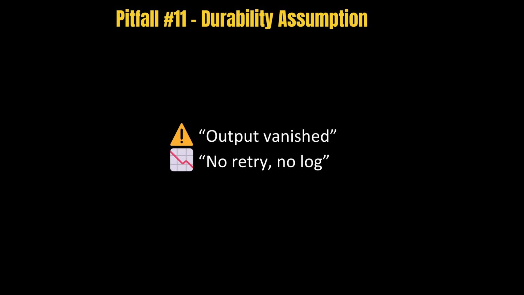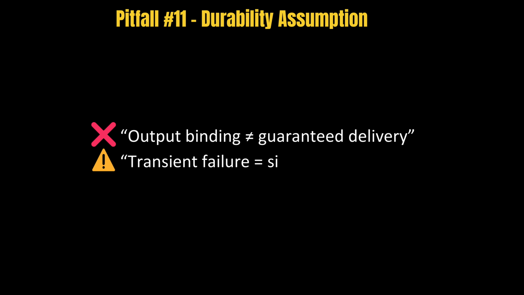Many developers assume that an output binding ensures delivery. But bindings are best effort, not transactional. Transient network failures, storage throttling, or SDK errors can silently drop data. Output binding is not equal to guaranteed delivery. Transient failure is silent loss.